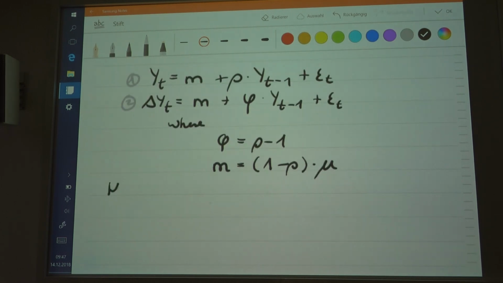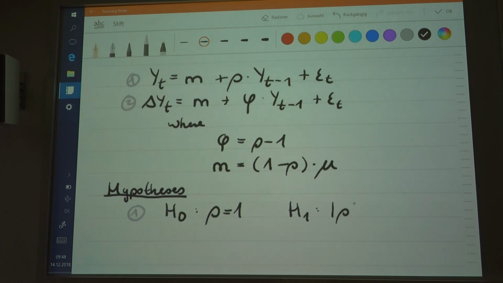In this case, the null and the alternative hypotheses are the same, so let me just make that short. The hypotheses are going to be as follows. For the first model, the null hypothesis says that rho is equal to 1, meaning that the process has a unit root, and the alternative will be that the absolute value of rho is less than 1. For the second model, the null hypothesis says that phi is equal to 0, meaning that the process has a unit root.